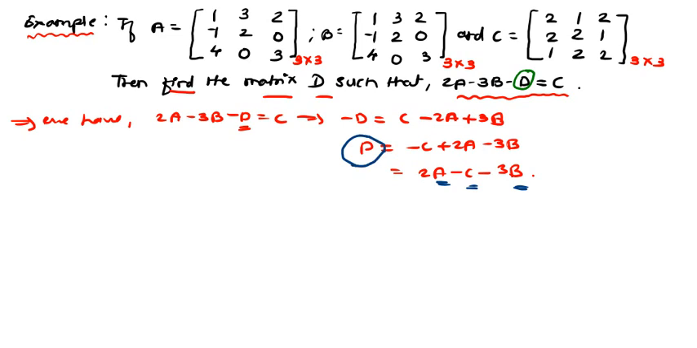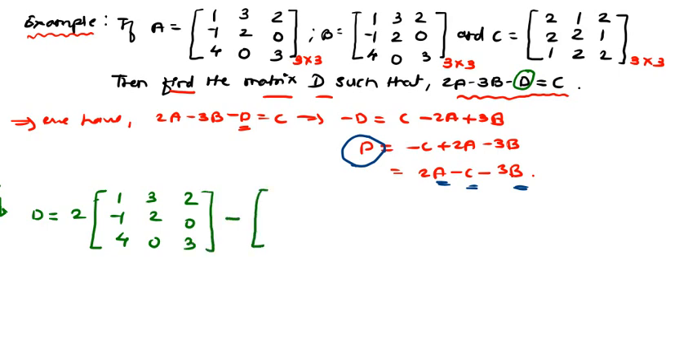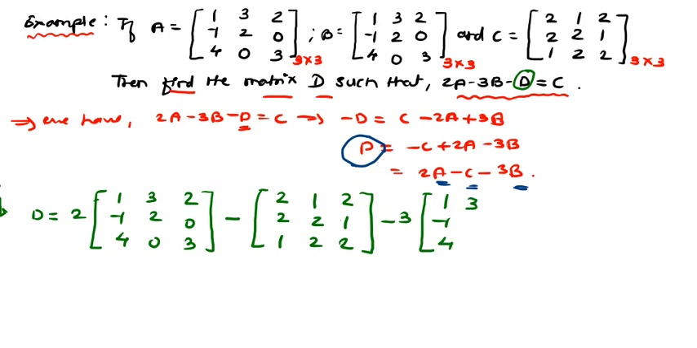We just need to put the values of the matrices A, C, B to get the value for this matrix D. So finally we can find D is equal to 2 into matrix A. What is matrix A? 1 minus 1 4, 3 2 0, 2 0 3, minus C. The matrix C is 2 2 1, 1 2 2, 2 1 2. Then minus 3 times B.